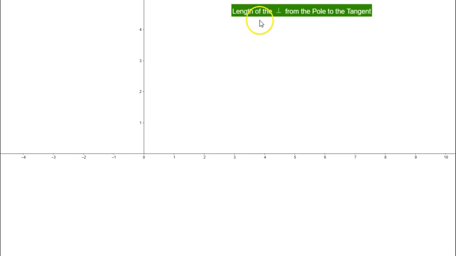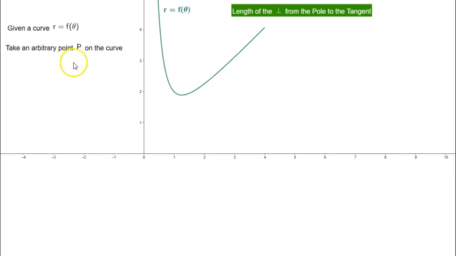Let us look at the length of the perpendicular from the pole to the tangent to a curve. Okay, let's say this is our function or the curve r equal to f(theta). Take an arbitrary point P on the curve. Draw a tangent T at P.